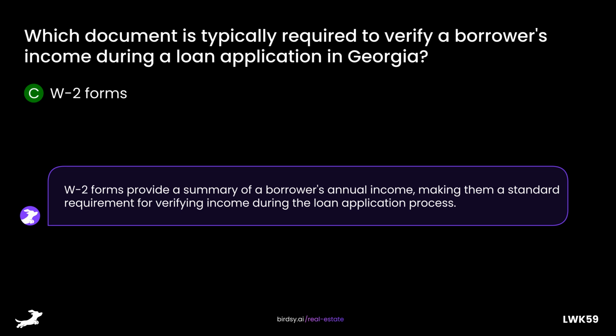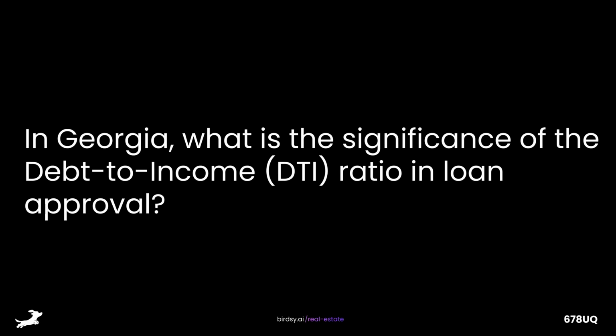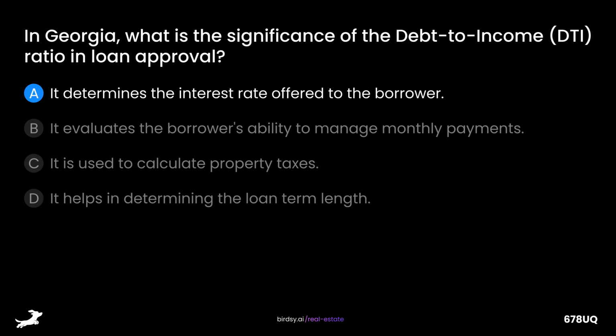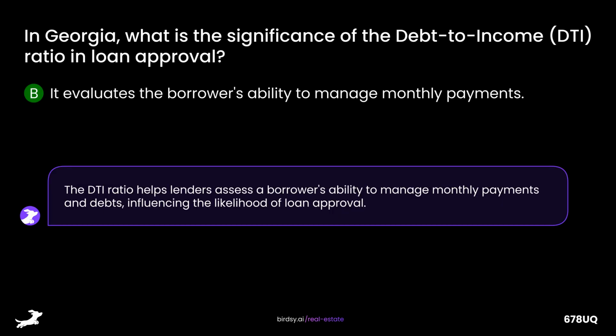W-2 forms provide a summary of a borrower's annual income, making them a standard requirement for verifying income during the loan application process. In Georgia, what is the significance of the debt-to-income ratio in loan approval? Is it A, it determines the interest rate offered to the borrower, B, it evaluates the borrower's ability to manage monthly payments, C, it is used to calculate property taxes, or D, it helps in determining the loan term length? The answer is B. It evaluates the borrower's ability to manage monthly payments. The DTI ratio helps lenders assess a borrower's ability to manage monthly payments and debts, influencing the likelihood of loan approval.